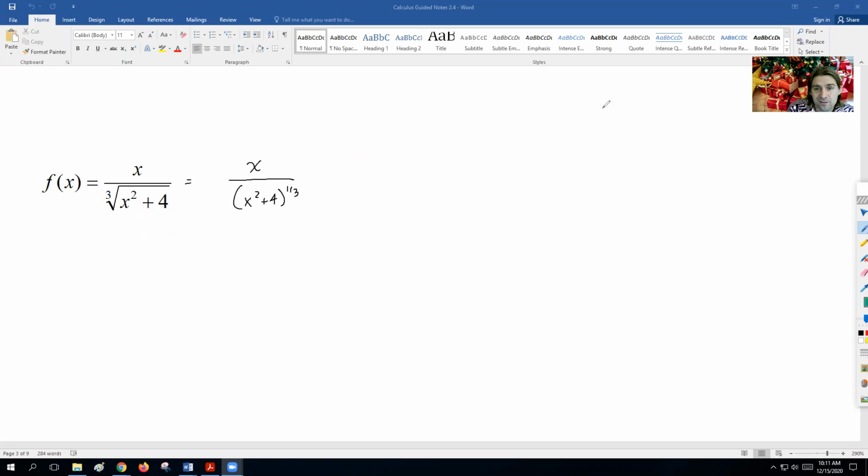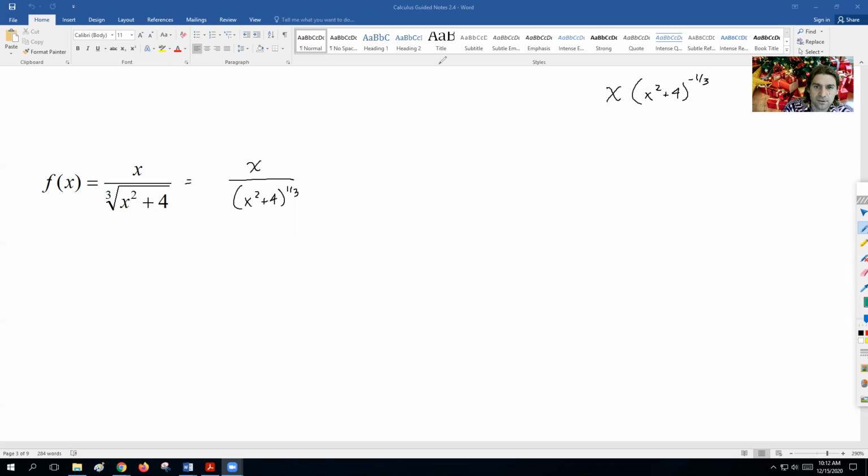Now off to the side, you might want to change this to x times (x squared plus 4) to the negative 1/3 power. Both of these problems, you'll get the same answer. This problem here, we have to do the quotient rule because it's x divided by this to the 1/3 power. This problem here, we'd have to do the product rule. It's x times that to the negative 1/3 power. Both of these will have the chain rule inside of them.